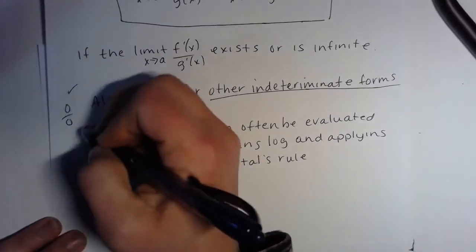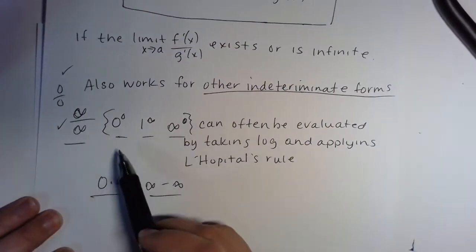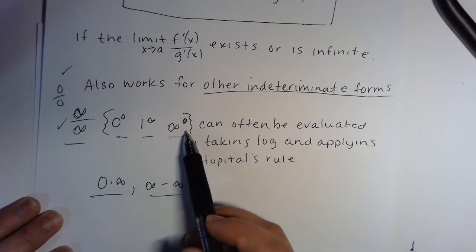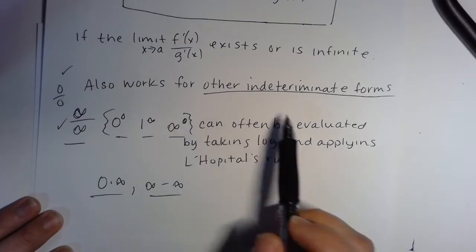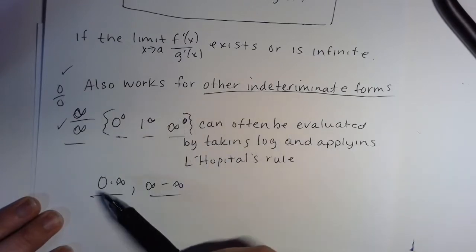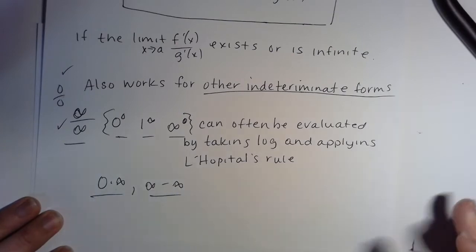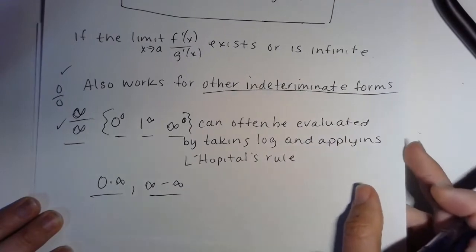We've looked at this type and this type, but there's also these other types of indeterminate forms, 0 to the 0 power, 1 to the infinity power, infinity to the 0 power. These are often solved by using logs. And then we also have 0 times infinity or infinity minus infinity. So we're going to look at a couple of different cases here.